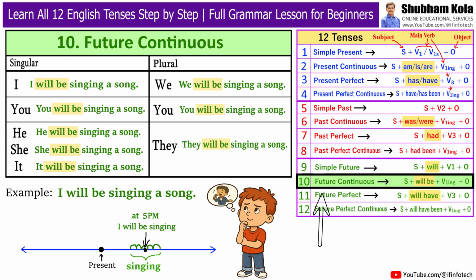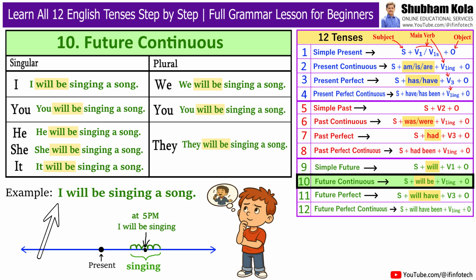Now the 10th tense is future continuous tense. What if I will be doing something at a future time? Suppose at 5 pm tomorrow, I will be in the middle of singing. Then I'll say, I will be singing a song. So the structure becomes will be plus V1 ing. So I will be singing a song.